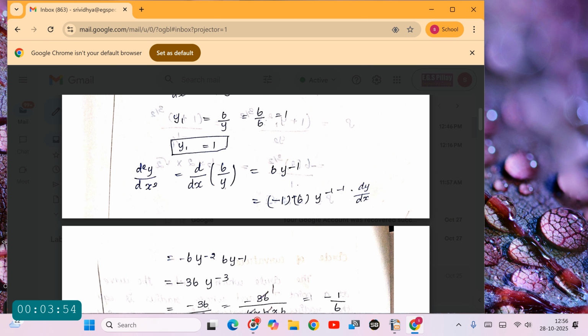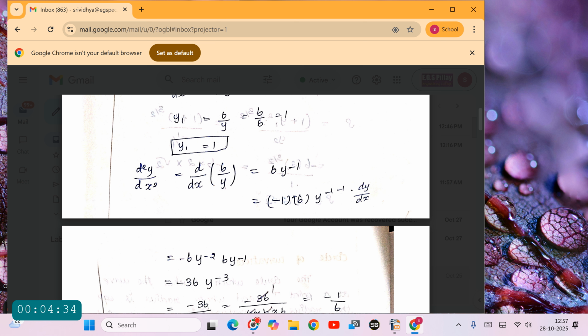Next, we need to find the second derivative y2, that is d square y by dx square. The d square y by dx square can be split as d by dx of dy by dx. Already we found that dy by dx is 6 by y. Before applying the point 3, 6, we have y1 as 6 by y. So we need to take the differentiation with respect to x of 6 by y. Before taking the differentiation, we bring y into the numerator, so we get d by dx of 6y inverse.